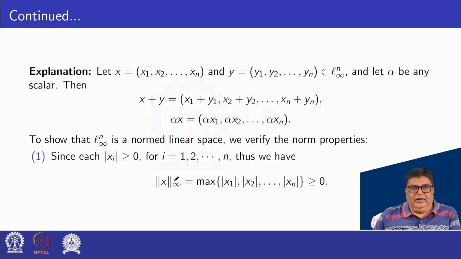And norm infinity is defined by the max of |x1|, |x2| and so on |xn|. Any max value is greater or equal to 0, it means the max value of |xi| is greater or equal to 0, it means each |xi| is greater or equal to 0. So, norm x infinity, defined by the max value of |x1|, |x2| and so on |xn|, is greater or equal to 0, since |xi| is greater or equal to 0.